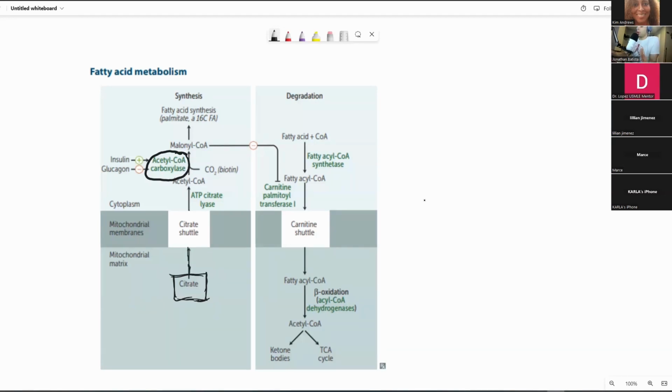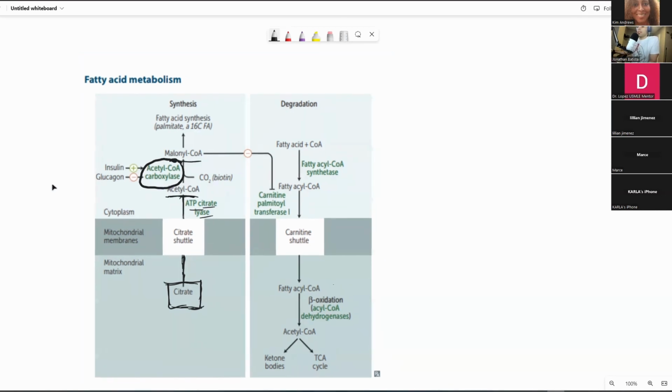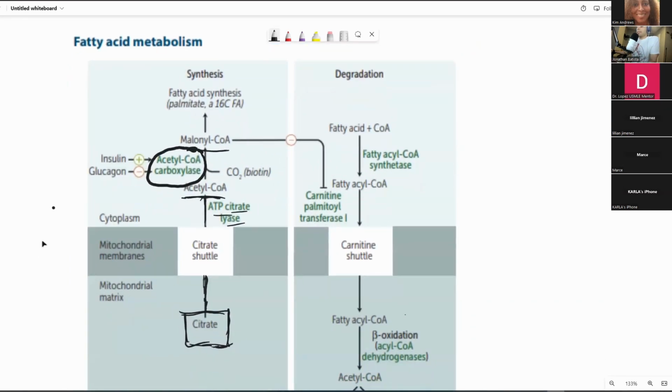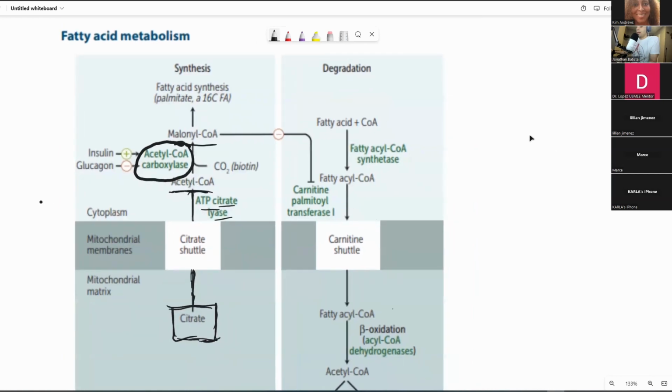So remember, carnitine is for breakdown. Imagine a car that's breaking down. Citrate is for synthesis. So it makes its way up and it breaks down here with citrate lyase into acetyl-CoA. And remember what we said, acetyl-CoA turns into malonyl-CoA with acetyl-CoA carboxylase. And yes, this here is stimulated by insulin. And this is going to allow fatty acid synthesis. So we need to understand that.